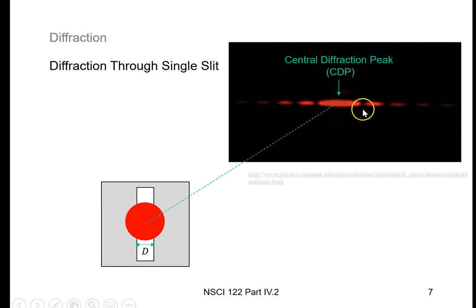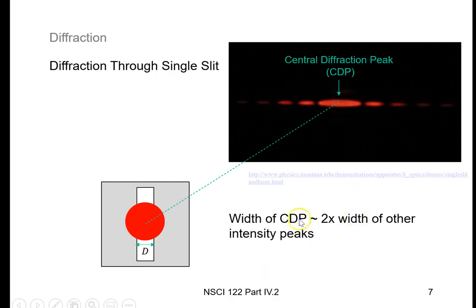And what you notice is that if you measure the width of these secondary peaks, so if I go from that point right there, where intensity is zero, to where the intensity is zero here, I get the width of this peak, and I can get the width of the other secondary peaks. What you notice is that the width of the central diffraction peak is about 2 times the width of the other intensity peaks.